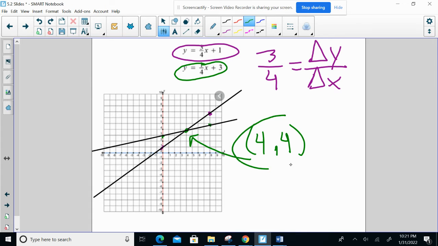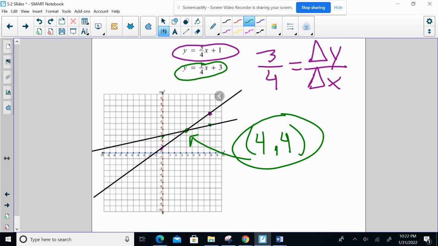(4, 4) is the solution. So to solve a system with graphing, graph both lines, find where they meet. It's the point where they touch or intersect. Now, let's focus on these two systems specifically and check, is there a way we can solve this without graphing?